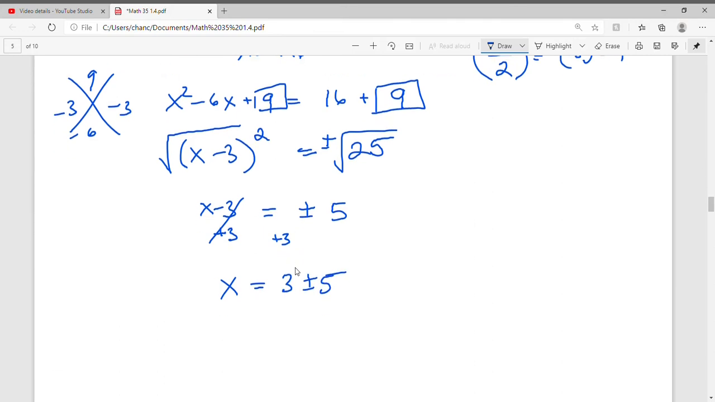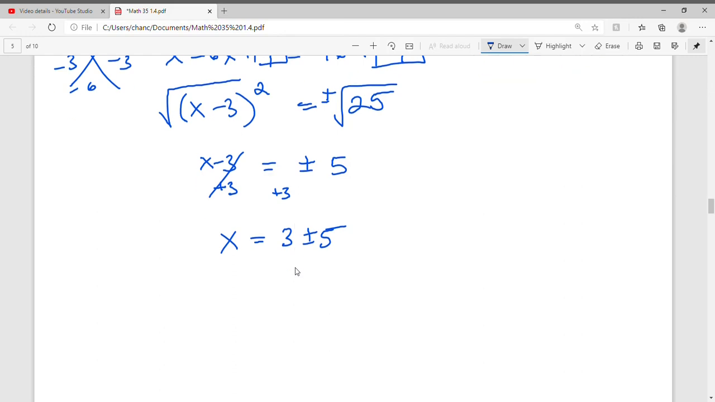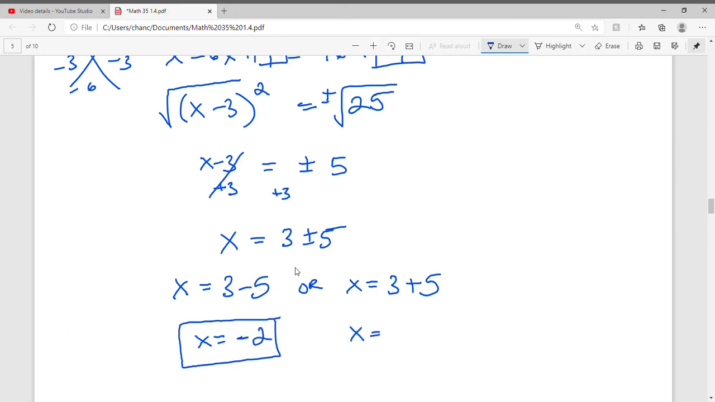Now, since these are numbers that we can simplify, I want to write two separate equations. x equals 3 minus 5 is one, and then I'll write another one, x equals 3 plus 5. So we have two answers for this question. The first answer is negative 2, and the second one is positive 8. So wait till the end to split it into two separate equations with the plus or minus. I only do this if I know I can simplify it further. If there's a radical that shows up, just leave it alone, leave it with the plus or minus. If there's an imaginary number that shows up, leave it alone with the plus or minus.